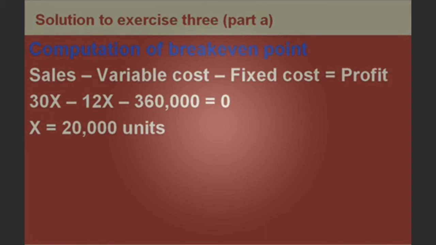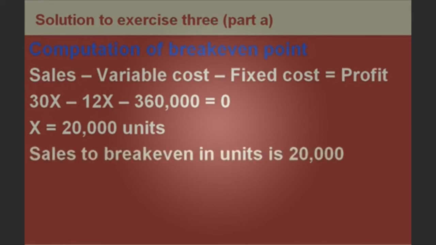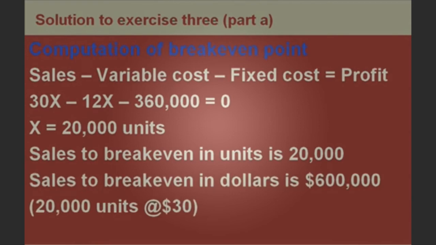If you want to convert it to dollars, what would you do? You know the selling price is $30 a unit. So repeat, sales to break even in units is 20,000 units. Sales to break even in dollars is $600,000 because it's 20,000 units at $30 per unit. So as an accountant, you have to tell Lenski Corporation you have to sell a minimum of $600,000 to break even.